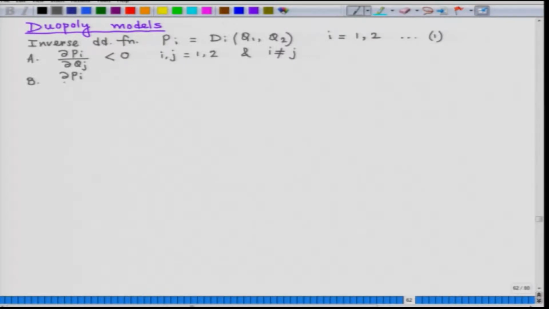Now let us look at the result B, which is basically talking about the slope of the ceteris paribus demand function. I hope you remember that we have introduced this term ceteris paribus, that means that everything else being the same. In this case I can write i equal to 1 to 2. So, that means that if everything else remains the same, there is a negative relationship between firm i's quantity supply and price that it achieves from the market.